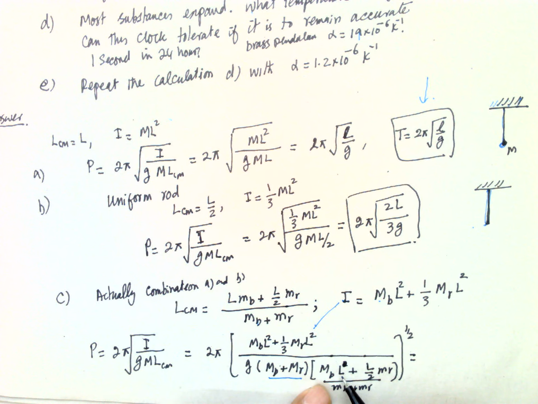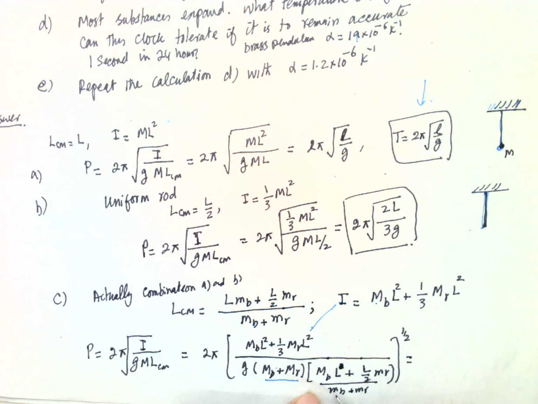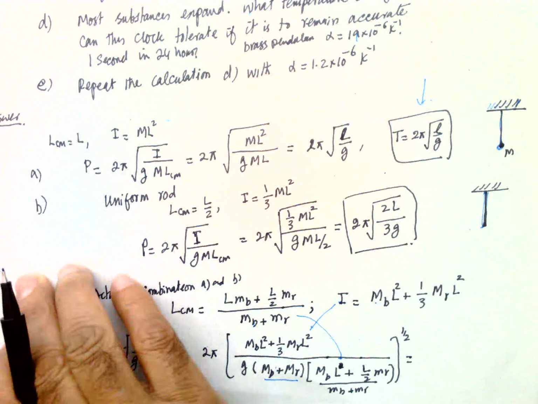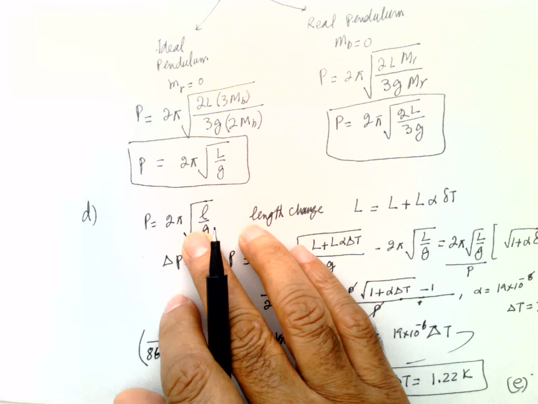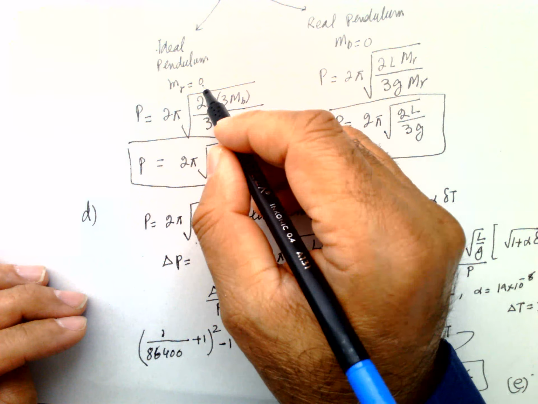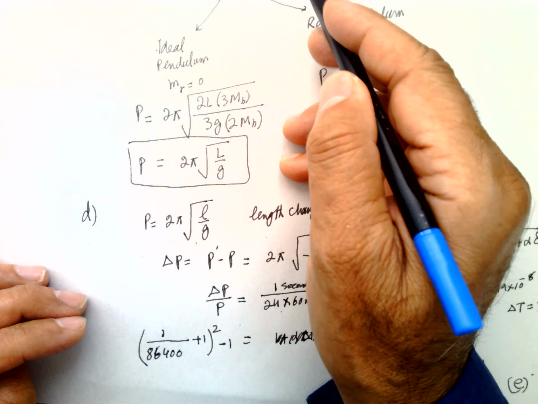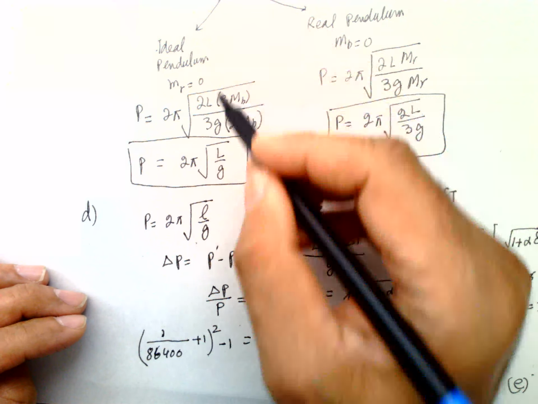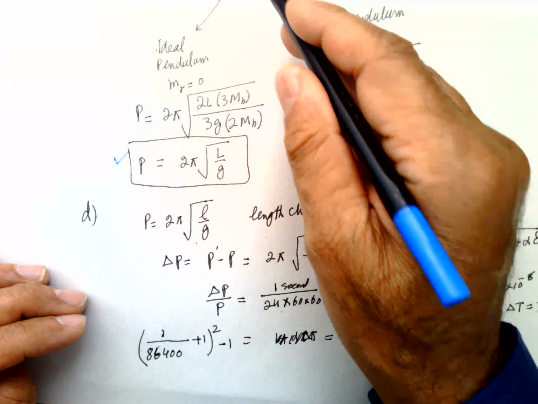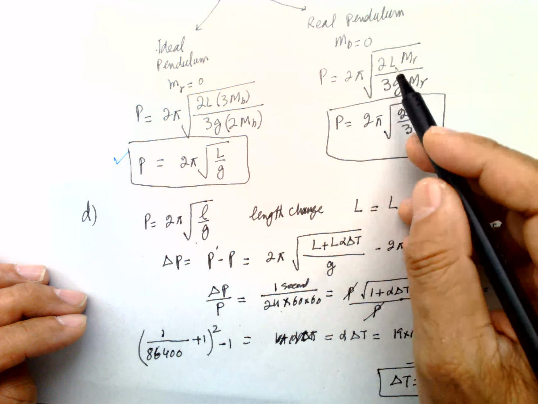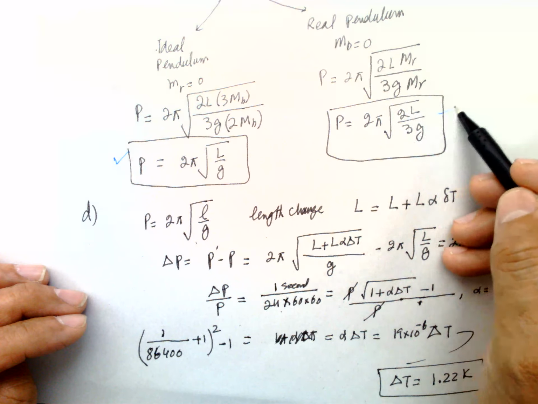M_B L squared plus one third M_R L squared, over g times M_B L plus M_R L by 2. This is the formula. If you simplify this, for the ideal pendulum M_R is equal to 0. So if M_R is equal to 0, this term is 0, and the others cancel. We get 2 pi times the square root of L over g, which is the simple pendulum. If M_B is equal to 0, M_R cancels, and this is equal to 2L over 3g, which is the rod.